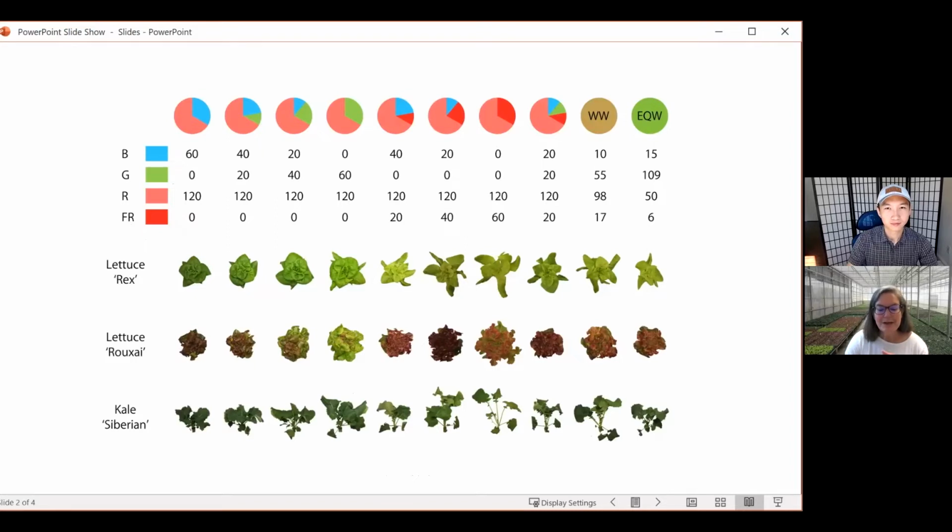Wow, this figure really summarizes the plant responses to the light quality treatments. What were the key findings?